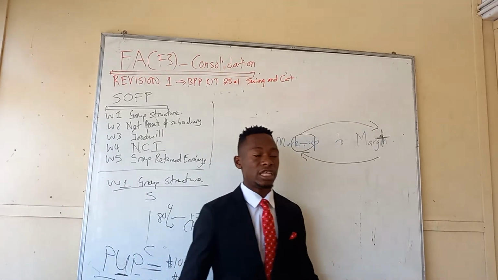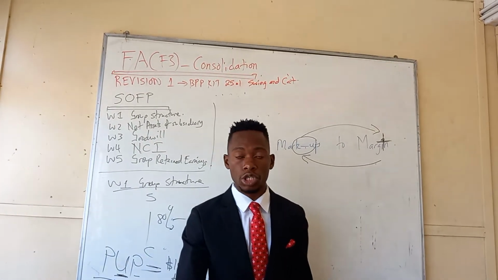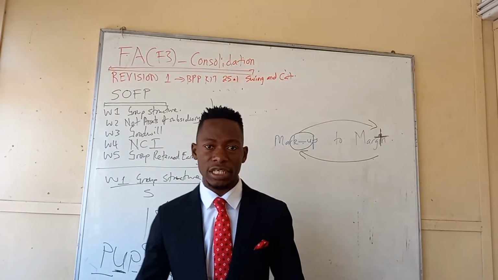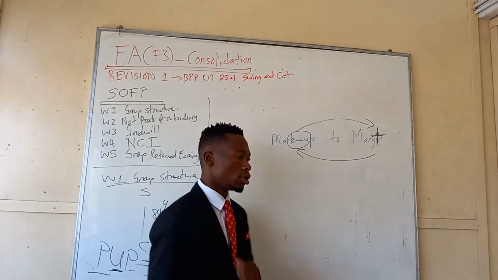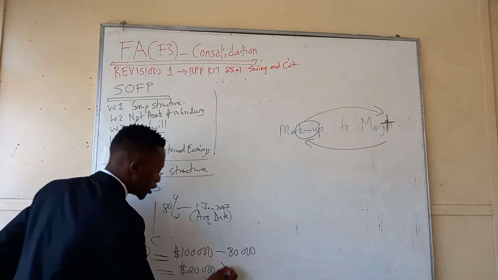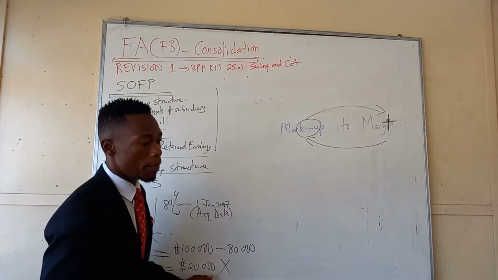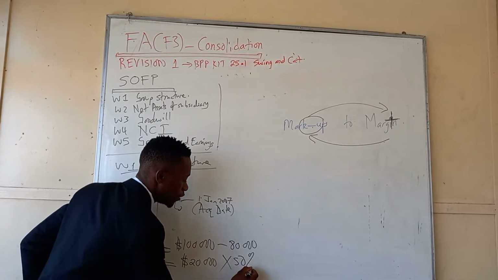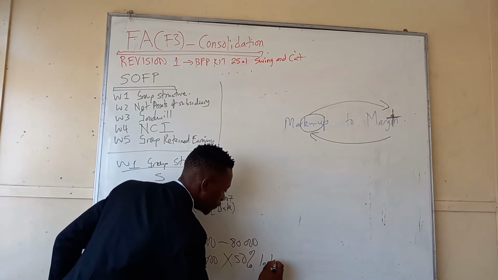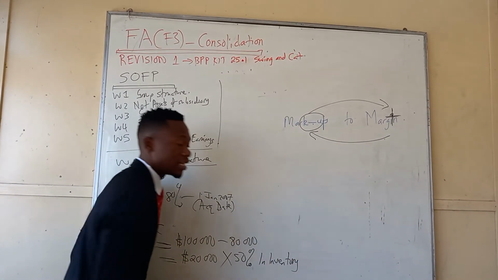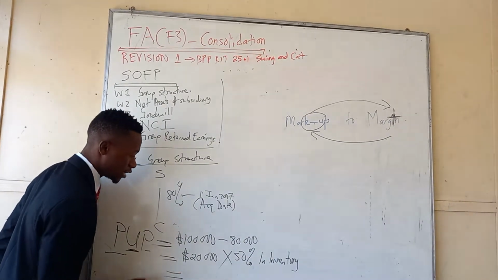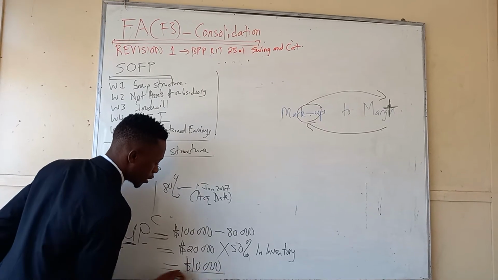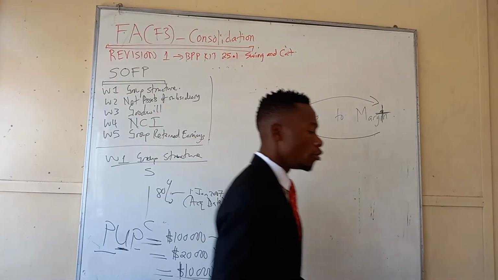Sometimes they can even say 40% of the goods were sold. So what is the percentage that is in inventory? The remainder, which is 60%. So make sure you read the question carefully. 20,000 multiplied by the percentage that is in inventory, they are telling us that 50% is still in inventory. So this is the profit that is in the books that we must eliminate. The 50% of 20,000 is 10,000. Common sense. Right. Then we move on.